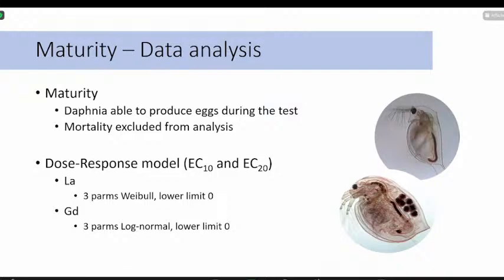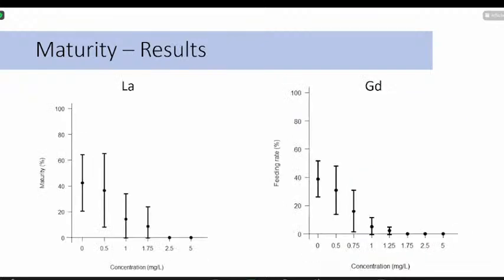For this, I fitted 2 different models for the 2 elements because they were the best fit. But again, the lower limit was fixed at 0. Here you can see the percentage of maturity. For both tests, the control, the number that reached maturity was about 30%, and it also decreased with increasing concentration. We can see again that in this case, between 1.75 and 2.5 was the point where they were not reaching maturity at all.